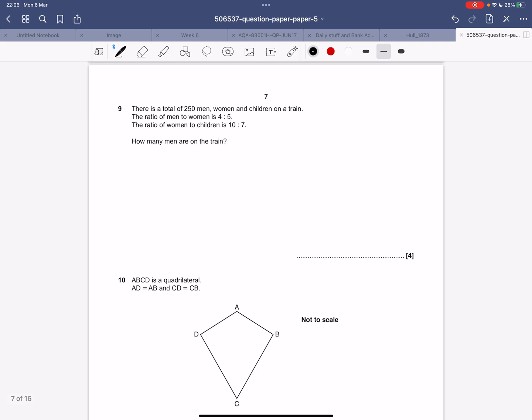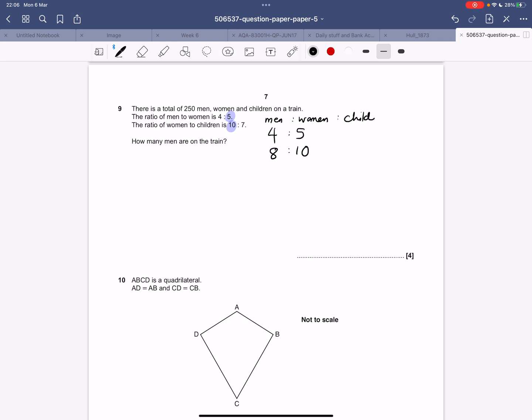So number 9, there's a total of 250 men, women and children on a train. The ratio of men to women is 4 to 5. The ratio of women to children is 10 to 7. How many men on the train? So we've got 4 to 5 is men to women. So the women there is 5. The women in this ratio is 10. So I'm going to make this 8 to 10, because 4 to 5 is the same ratio as 8 to 10. And then women, because then we can fit the children in as well.